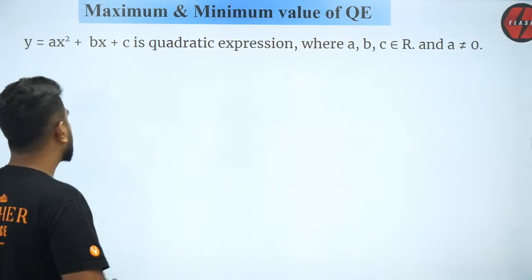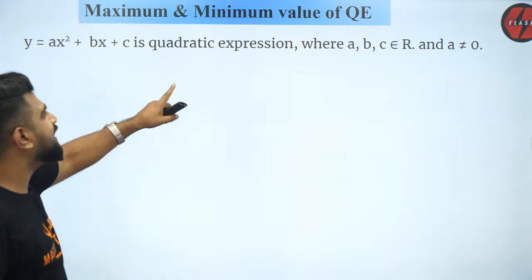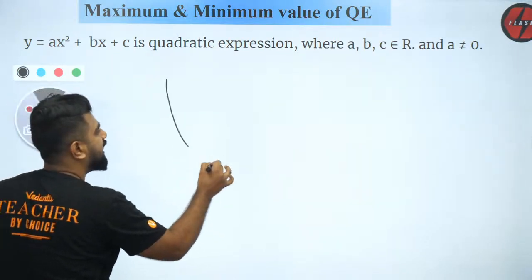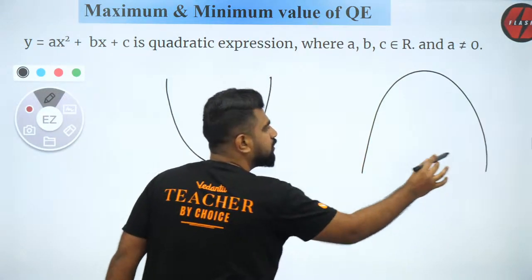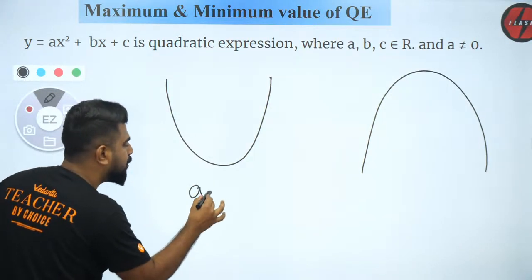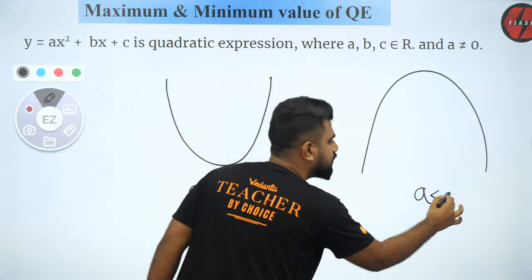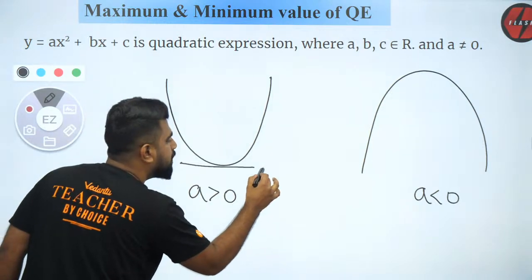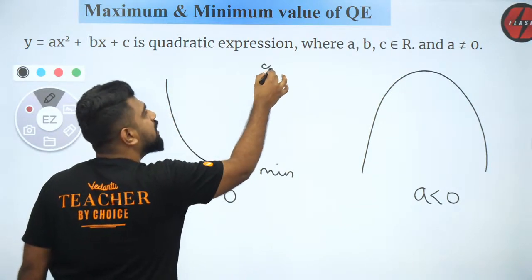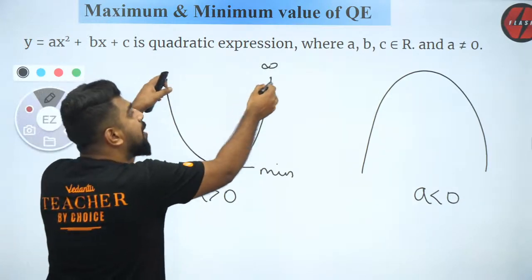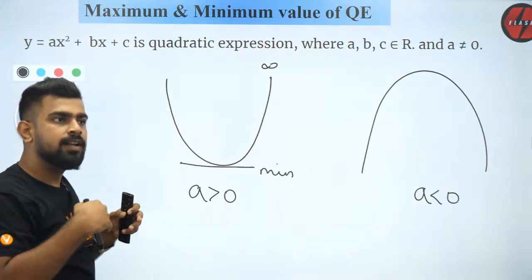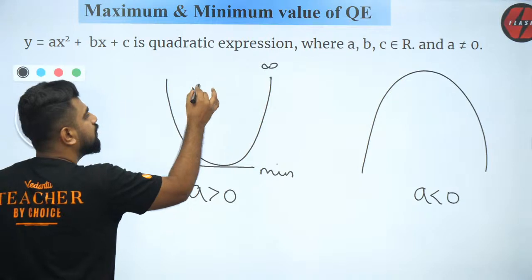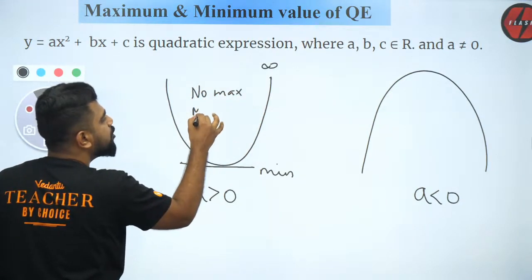Okay? Now moving on. We know this is a quadratic expression. First of all, I want you guys to understand there are two graphs now, for A positive, for A negative. Do you guys understand this first? This is for A positive and this is for A negative. Now, we all know that for A positive, there is only minimum value. Maximum value tends to infinity because those two don't stop here. They keep going. So there is no maxima for this. Maxima goes to infinity.